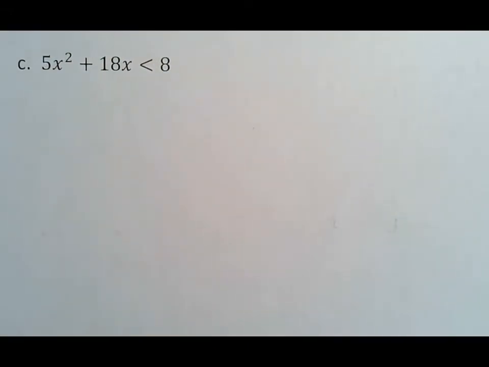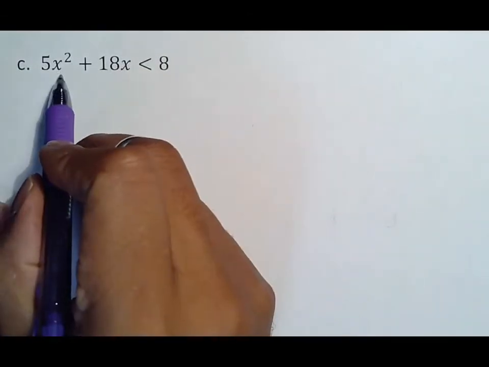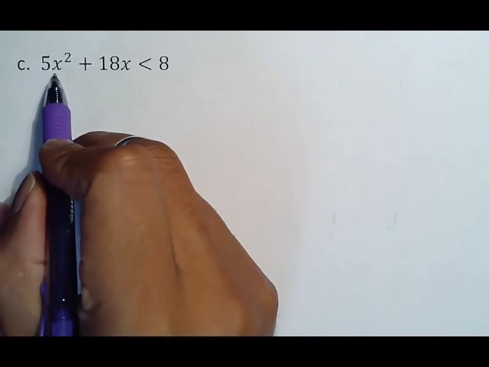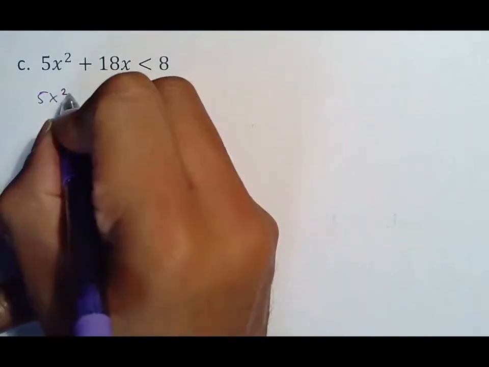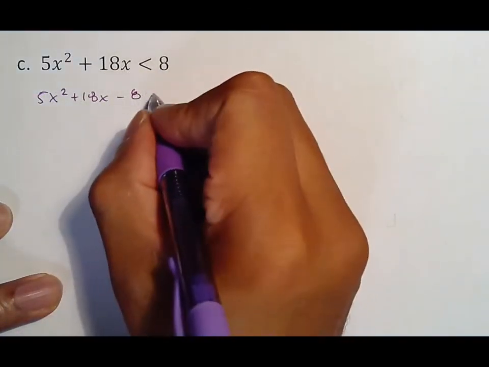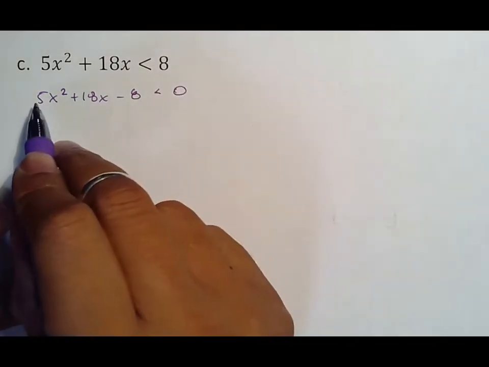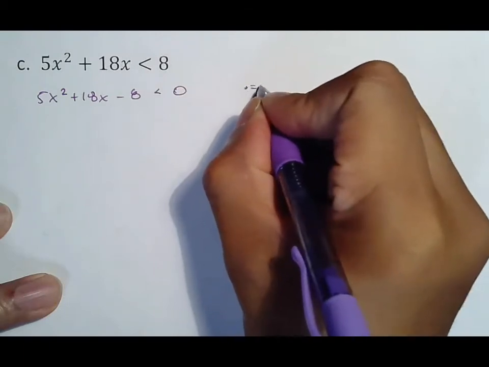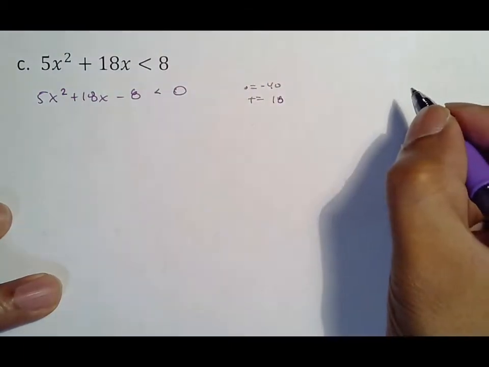5x squared plus 18x less than 8. In this problem, our issue is we're solving and there's a squared. Remember, that's like an elephant on the boat, which means that this 8 needs to come over. So I would rewrite it as 5x squared plus 18x minus 8 less than 0. Shortcut: I want two numbers that multiply to be negative 40 and add to make 18.